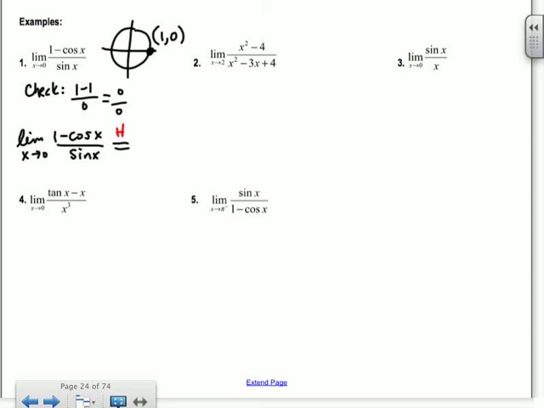Sine of x, right? So I get the limit as x goes to 0 of sine of x over what's the derivative of the denominator? Cosine of x. So now can you plug in the number? Can you plug in 0? Yeah, sine of 0 is 0. Cosine of 0 is 1. You get 0 over 1, which is 0.